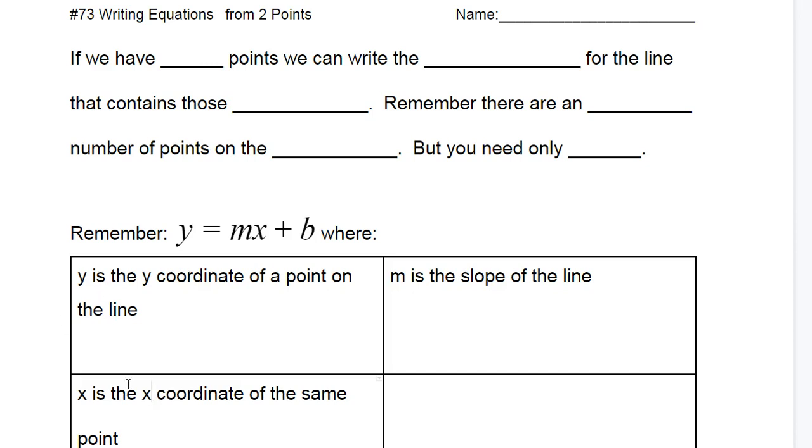So this is the y coordinate of the point, this would be the x coordinate of the point, and finally your b is the y-intercept of the line. Remember, that's the point where the line crosses the y-axis. So you've got your y, your slope, the x coordinate of the point, and your y-intercept. Really, we need two special things: our slope and our y-intercept to write the equation of our line. Let's see what our steps are.